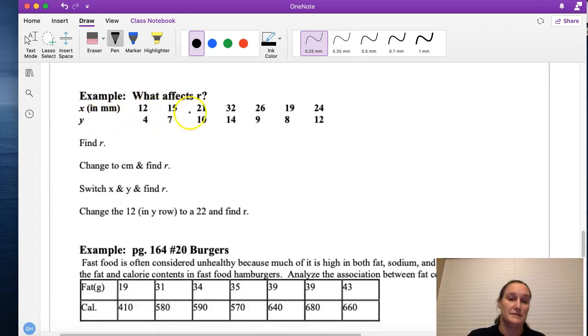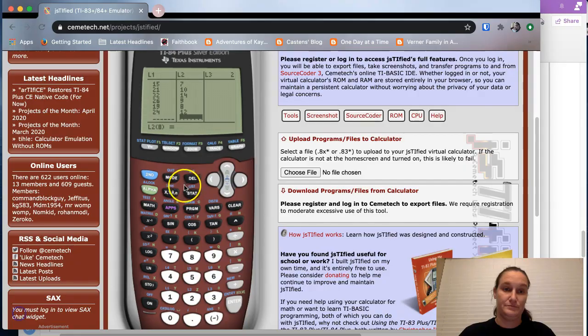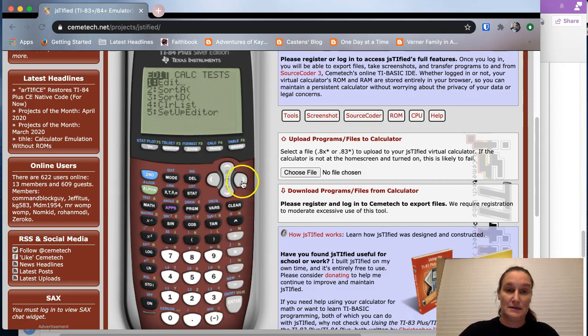We have X in millimeters and Y. There's no context to Y. And we want to find R. I'm going to pause it and enter the data so that the video doesn't get too long, and then we'll just keep pausing and finding R. I've entered the data here, I did stat edit, entered in L1 and L2. So I'm just going to go to stat calc, do linreg, and hit enter. So R there is 0.918.